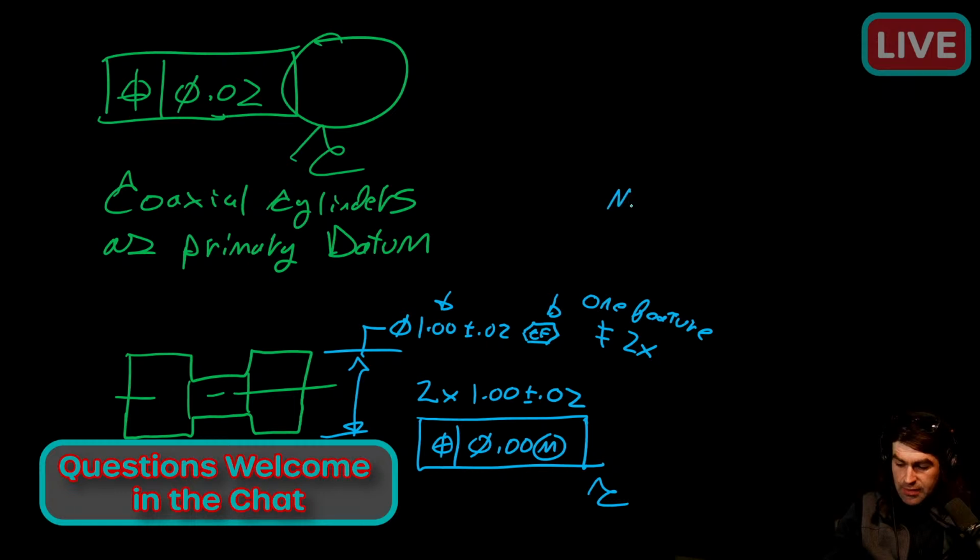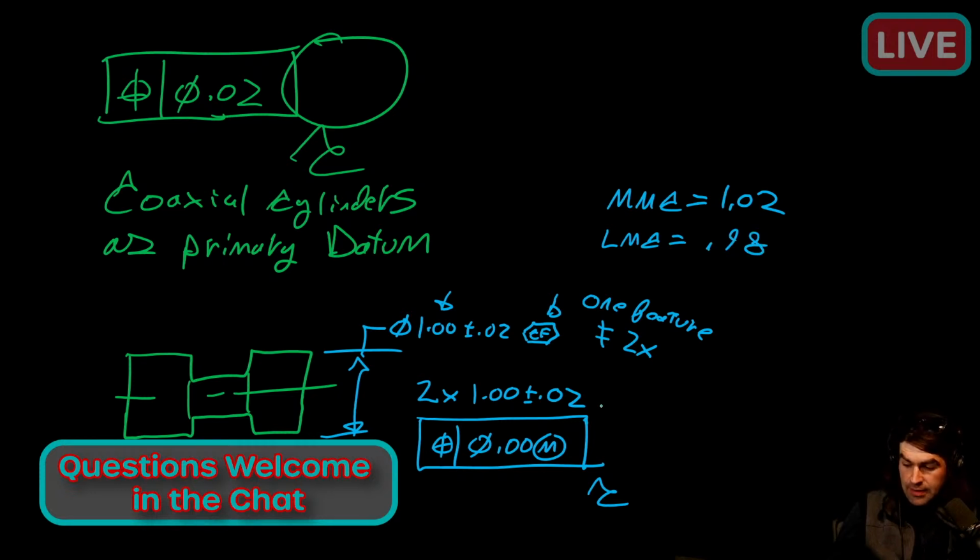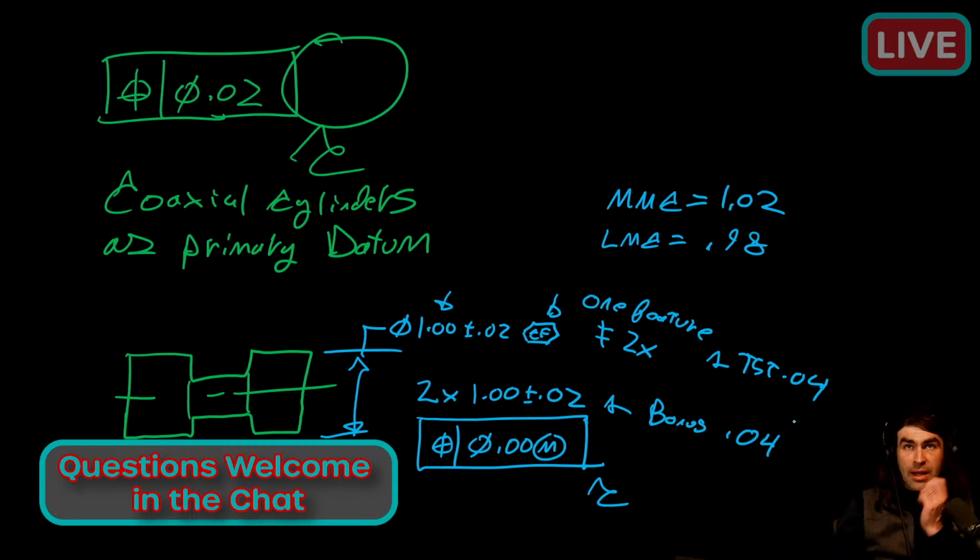So if we look at our MMC, it's 1.02. Our LMC is 0.98. The bonus tolerance here is 0.04. The total size tolerance here is 0.04. There's really not that much of a practical difference between these two methods. I think design intent wise, I don't like continuous feature. I don't like using that symbol very often. I'm sure it comes in handy and people will disagree with me there, but I think position is going to get the design intent across a little bit better in this case.